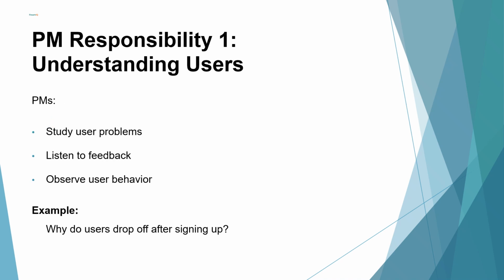Now, the first responsibility we'll be talking about is understanding users. The PM spends a lot of time listening to users. This is because you can't solve a problem you don't understand. So the PMs study user problems, they listen to feedback and observe user behavior. For example, they ask questions like, why do users drop off after signing up? He listens, he observes, and he studies user problems.